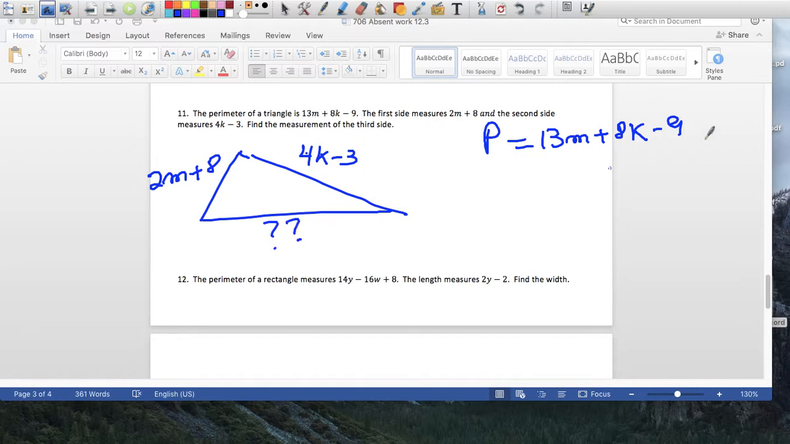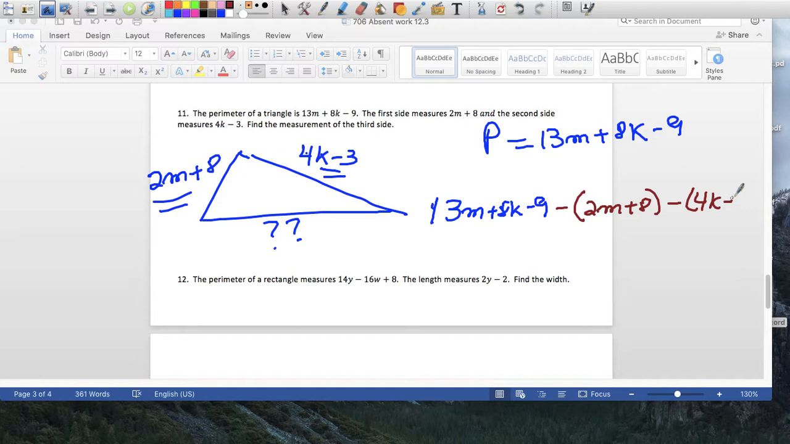So I already know what the total is. So if I take the total, and subtract this, and subtract this, whatever's left over would be my third side. So let's do that. So let me do 13m plus 8k minus 9. And now I'm going to subtract the other two sides. So in this case, I will use parentheses minus 2m plus 8, and I'm also going to subtract the other side, 4k minus 3.